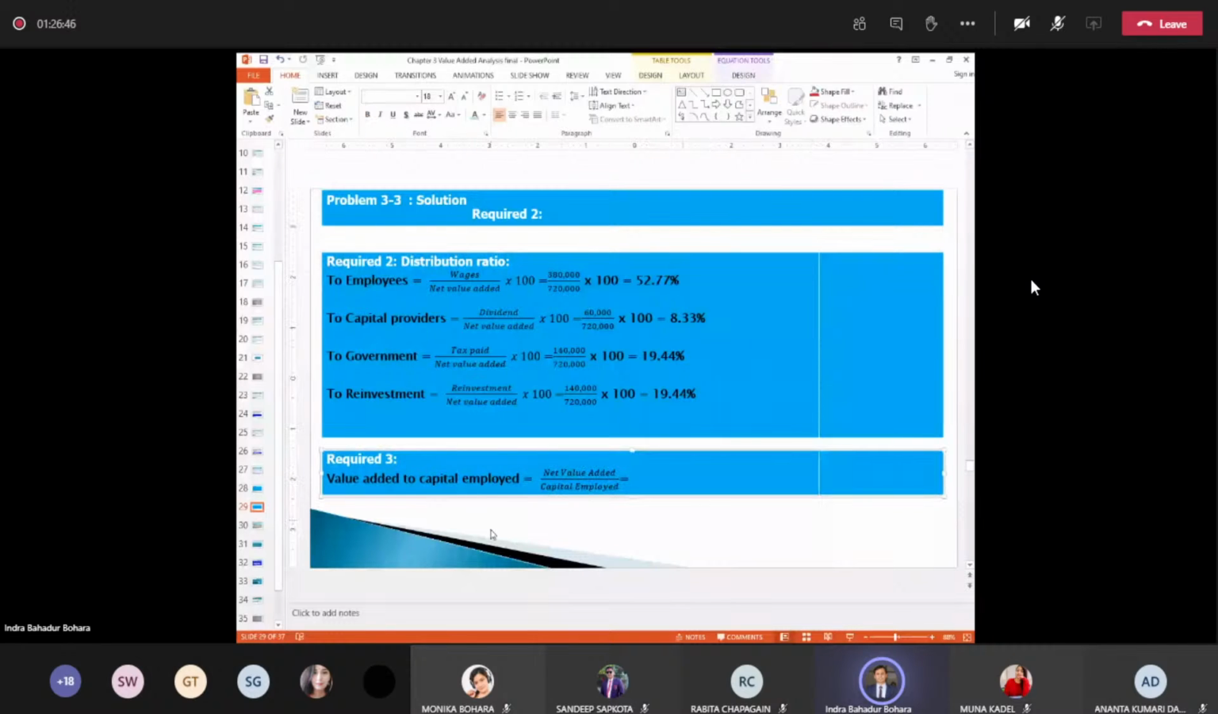Require 3. Net value added to total capital employed. Net value added is the first factor, write it in the numerator, and capital employed in the denominator. In the question you are given capital employed for this purpose.